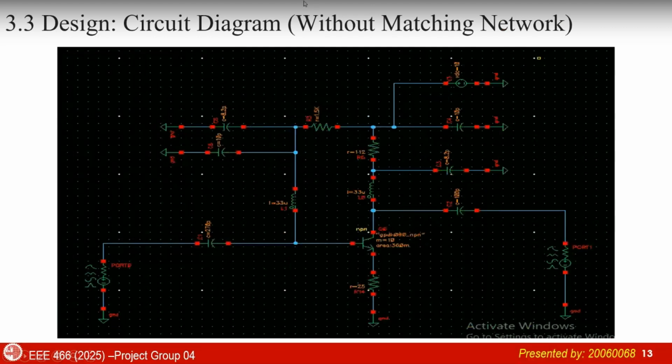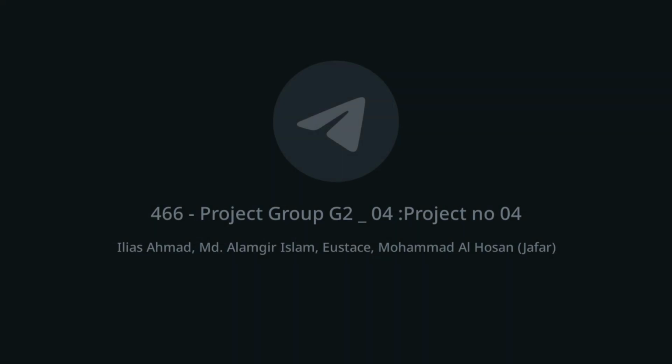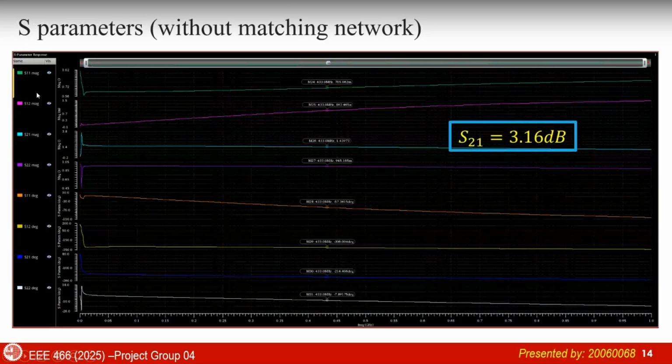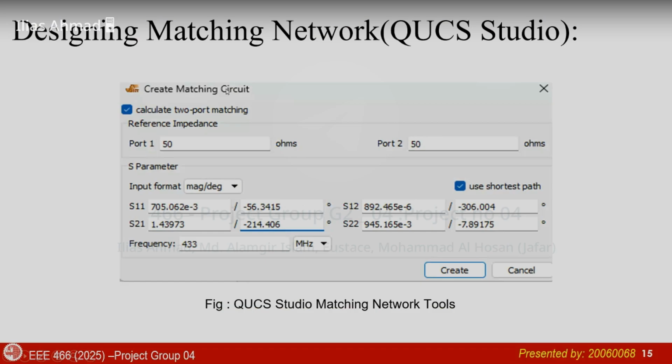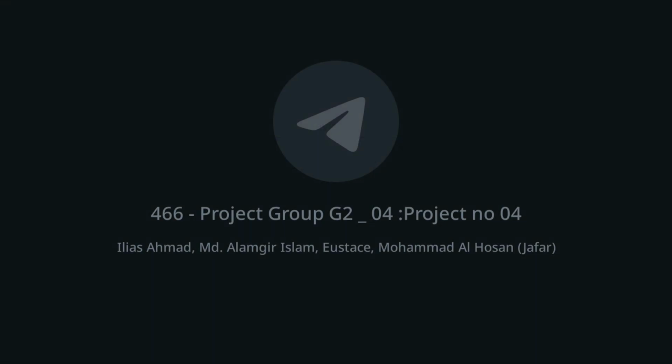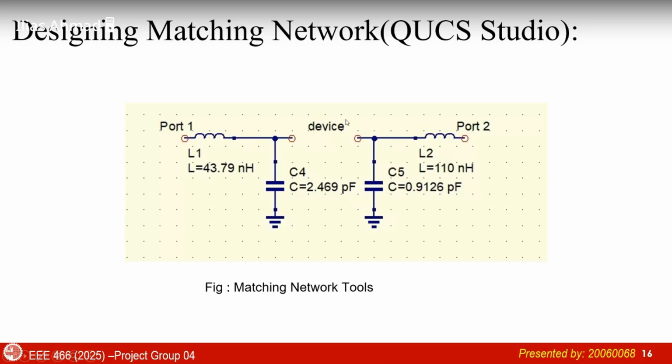Then here's the final circuit without the matching network. We use this circuit to meet all the requirements. Then we simulate the S parameter, and here we can see the S parameter magnitude and S parameter phase of the four S parameters of our circuit. Then here we can see QUCS Studio. In QUCS Studio, we input all the S parameter phase and magnitude, and finally we get this matching network. So that's all from me. The next part will be discussed by my another teammate.